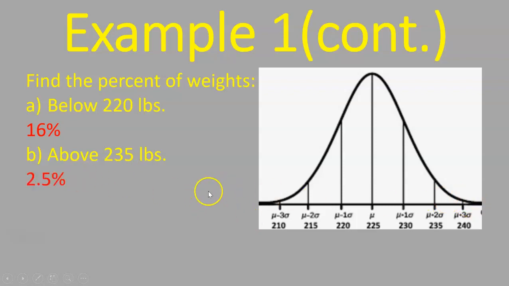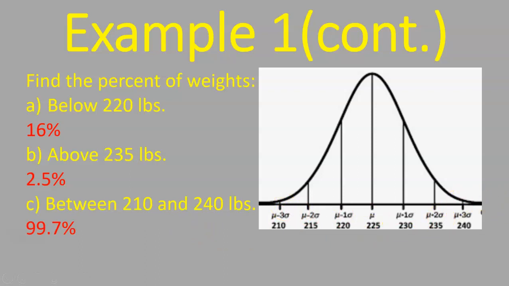And we could do it between 210 and 240. Now, if you'll remember from one of our earlier slides, these are each 3 standard deviations away, so the empirical rule says that would be 99.7%. Just about everybody's between 210 and 240.